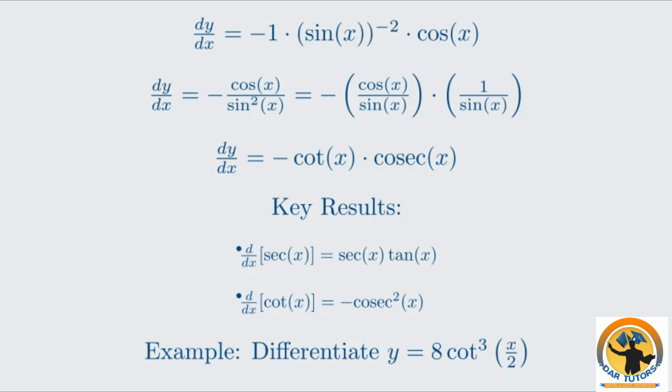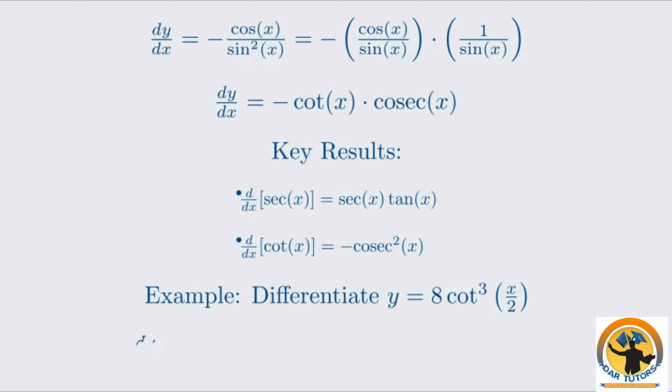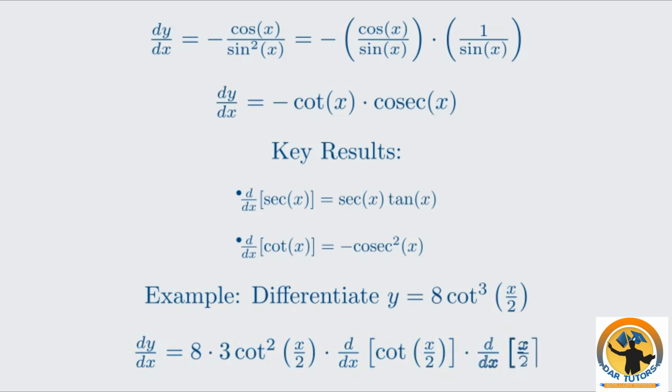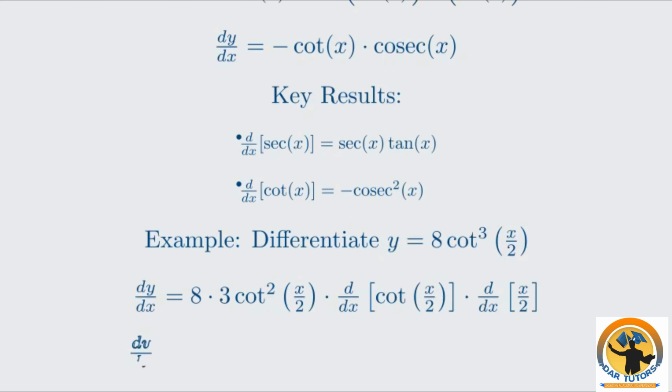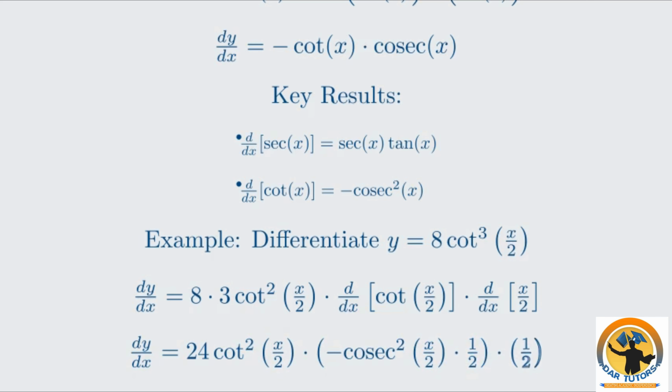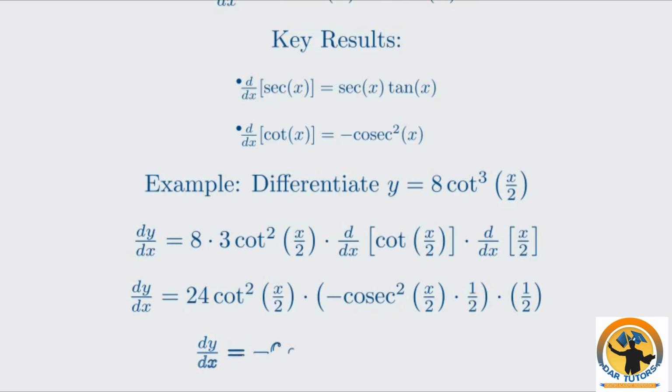We can think of it as 8 times u cubed, where u is cotangent of v and v is x over 2. The derivative is 8 times 3 times cotangent squared of x over 2, times the derivative of cotangent of x over 2, times the derivative of x over 2. The derivative of cotangent of x over 2 is negative cosecant squared of x over 2 times 1/2. The derivative of x over 2 is 1/2. Multiplying everything together, we get negative 6 cotangent squared of x over 2, cosecant squared of x over 2. This example shows the power of the chain rule for complex compositions of functions.